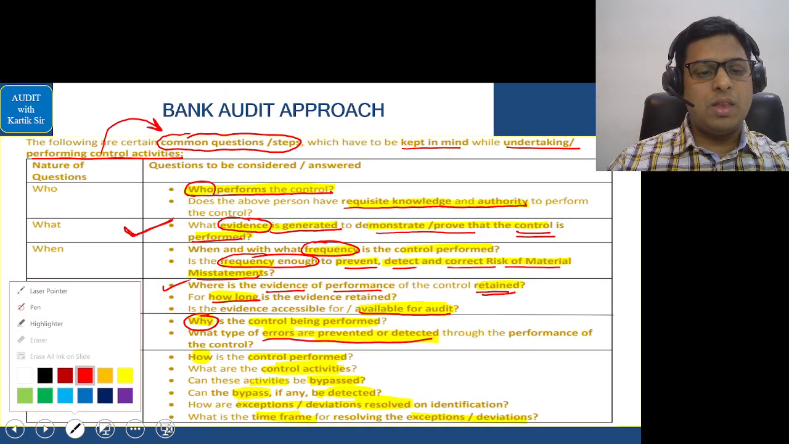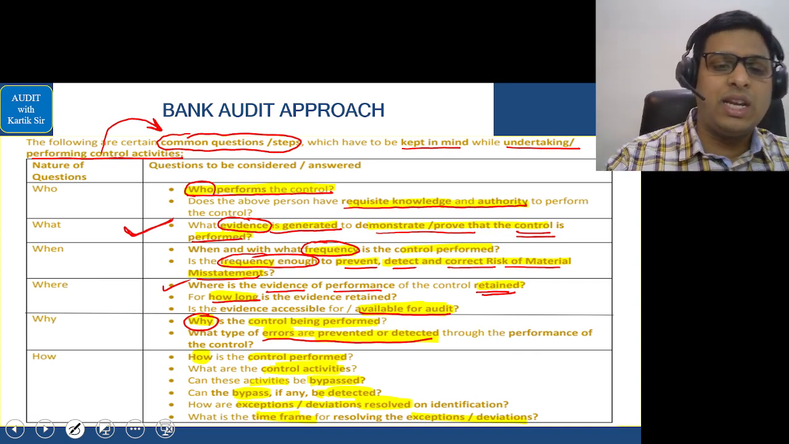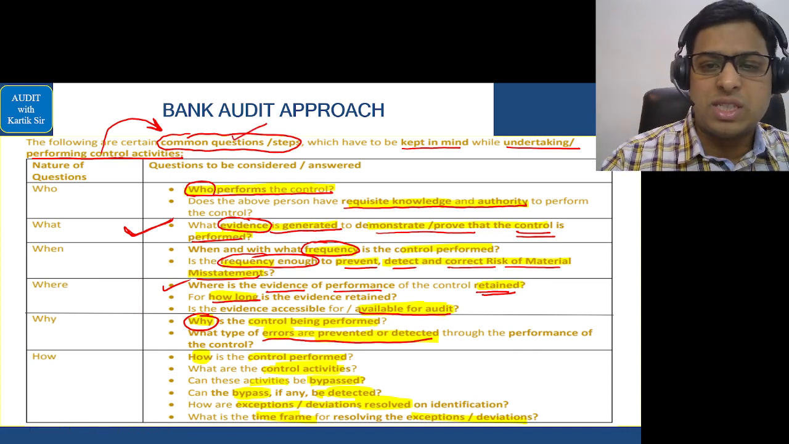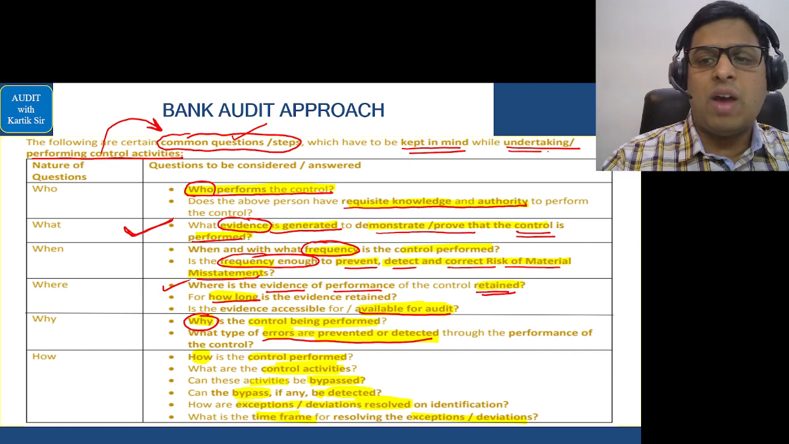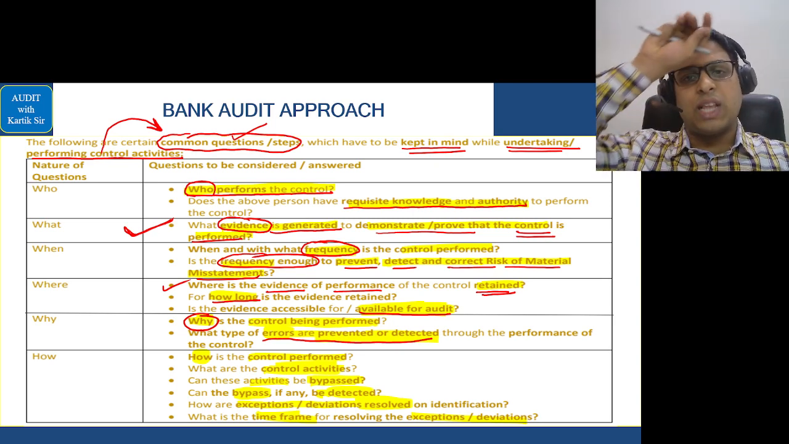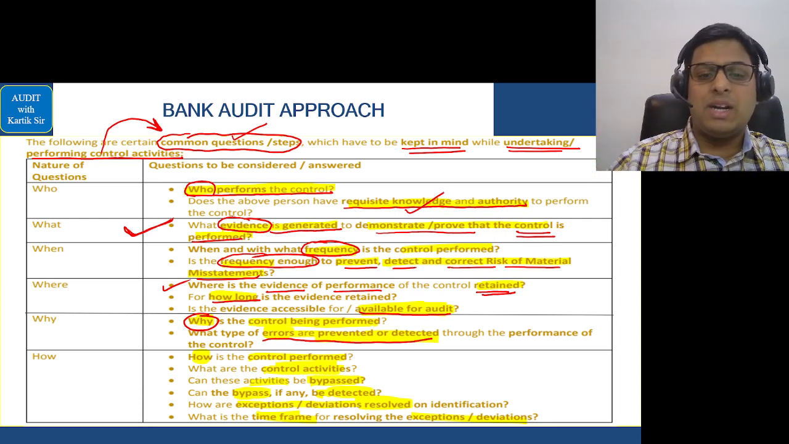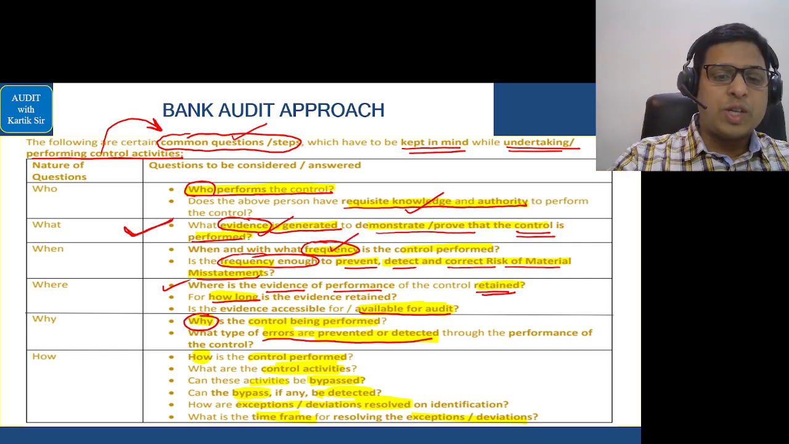Let's go further. Now we had done this question: what is the bank audit approach. In that we had seen the common questions and steps to be kept in mind while undertaking the control activities. We had done the meditation story. If you remember, first is who performs the controls, and the light on his head is the requisite knowledge and authority. Then he takes the print, so evidence is generated. Then he does that 5 times, so frequency. The first point is when and with what frequency, and is the frequency enough.